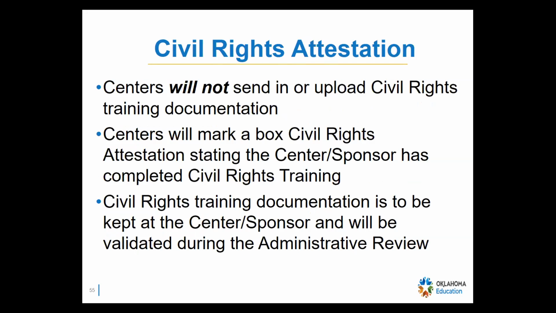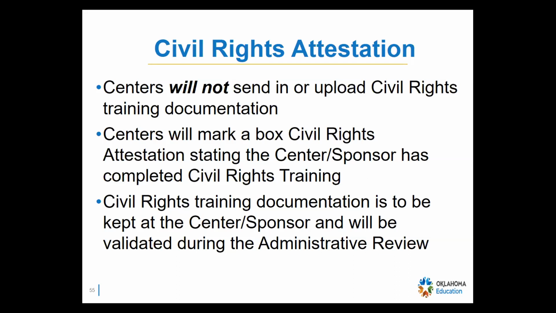If you are a school, you may or may not know, but there's a couple of questions in the school application that we do. It's called an attestation. Under civil rights, it'll say, I have done civil rights training. And then you click on that box and you're ensuring to us that you have done that. But we will not make you send us anything for civil rights, but it will be looked at during the review. So just make sure you have all that information on file when we come out to look at it.